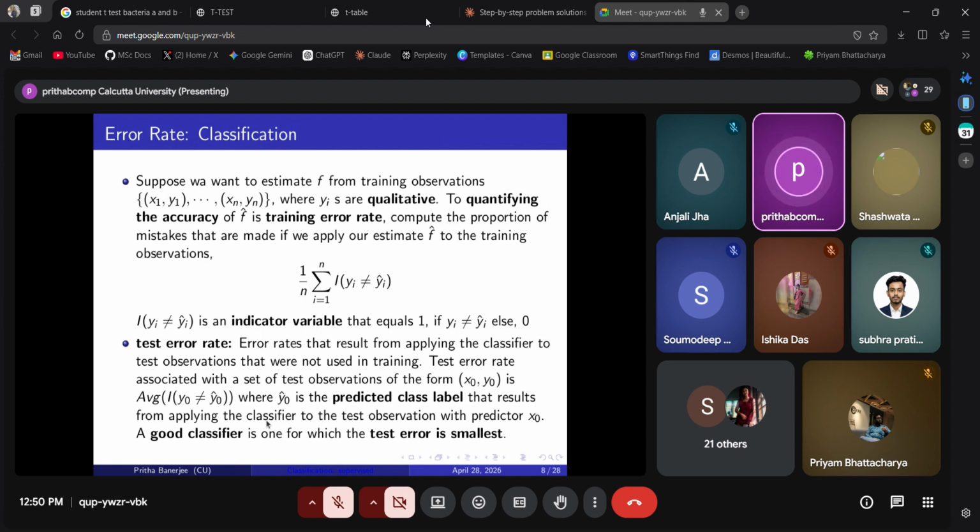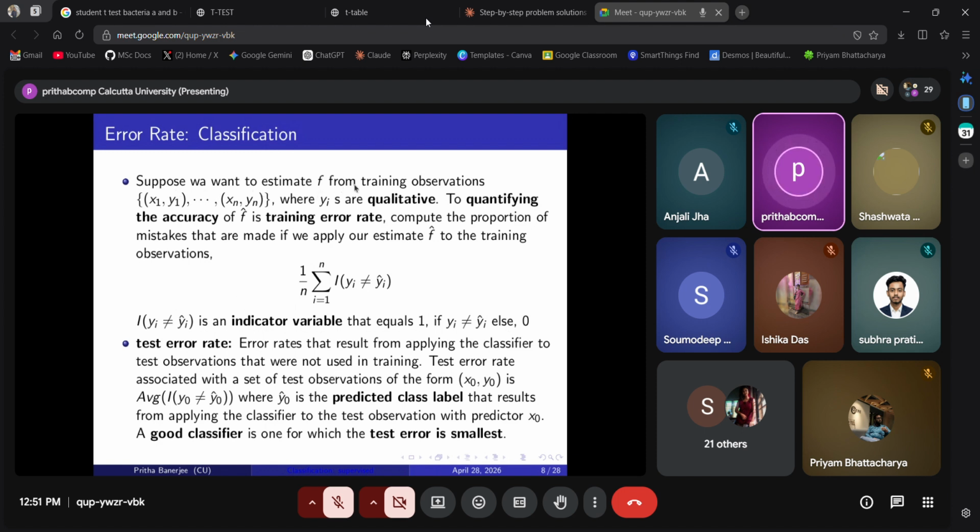For logistic regression, and even for naive Bayes classification, these types of problems are actually based on these error rates. So let's look at what this error rate is.